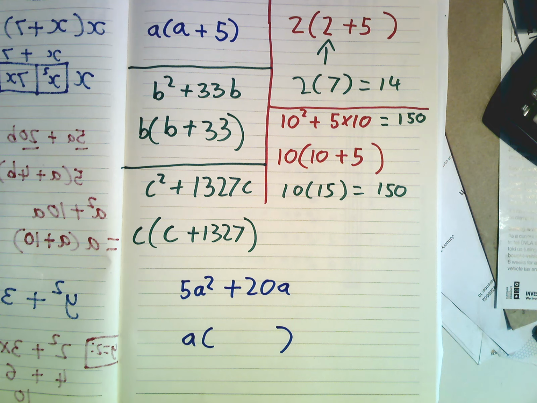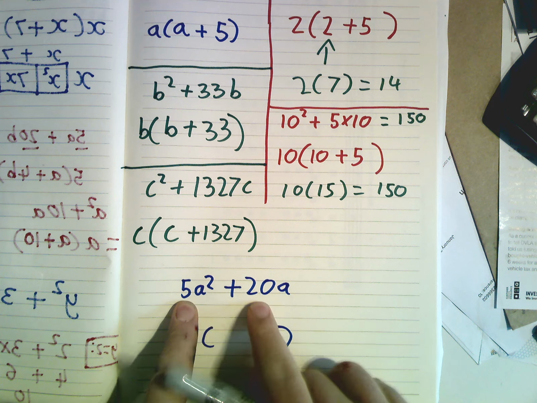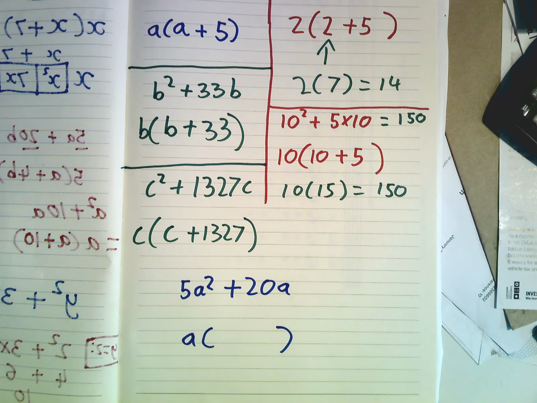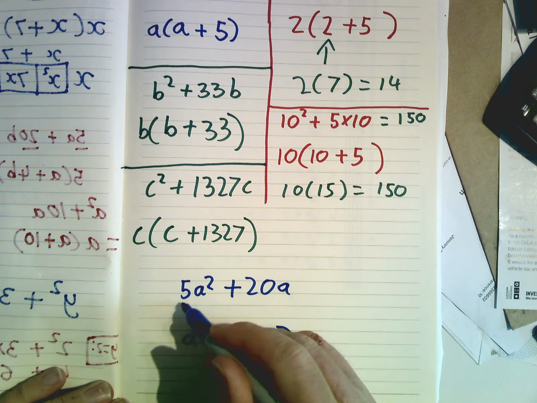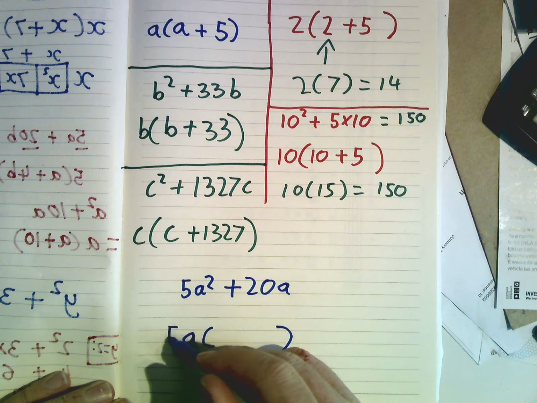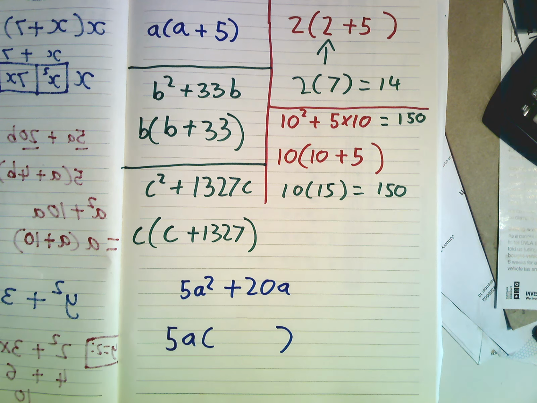But what you might also spot is that 5 and 20 also have a common factor, and that common factor would be 5. And by that I mean the biggest number I can divide 5 and 20 by is 5. So what's going to happen is I'm actually going to take 5a out as a factor because both 5 and a are common to both. Okay, so we've got 5a.